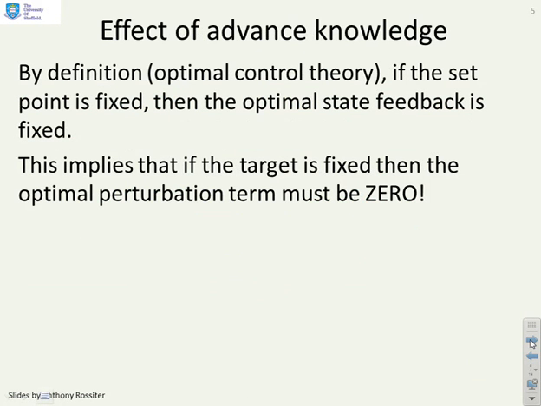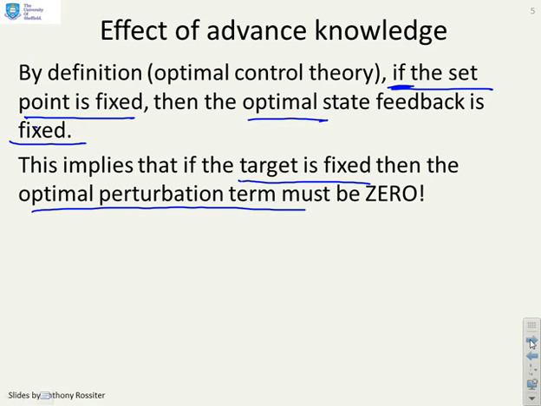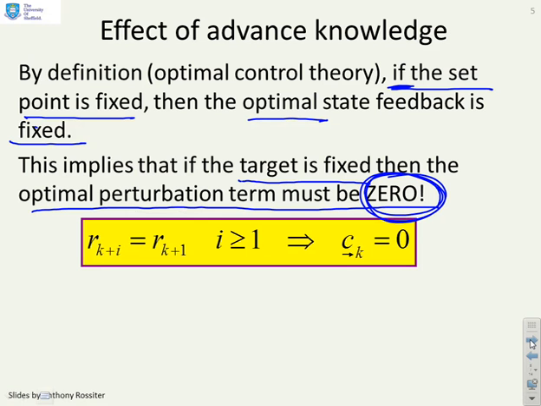By definition, if the set point is fixed, then the optimal state feedback is fixed. And we've done that earlier, and it comes from optimal control theory. Now what this tells you is that if the target is fixed, then the optimal perturbation term to the control law must be 0. That comes from optimal control theory. So in other words, if r_{k+i} equals r_{k+1} for all i greater than 1, then this C term must be 0, obviously in the unconstrained case.